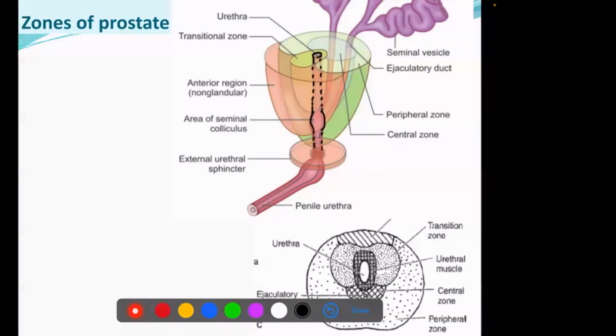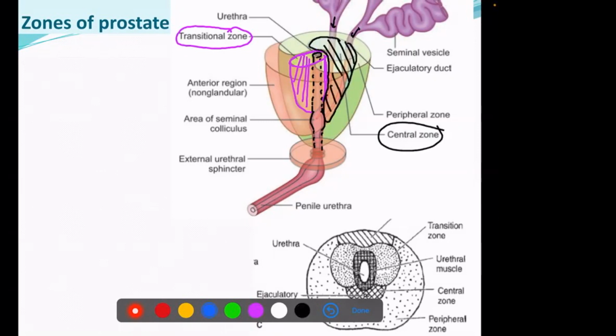The part of the prostate that surrounds the urethra, the prostatic urethra, is known as the transition zone. The part of the prostate that lies between the two ejaculatory ducts is known as the central zone.